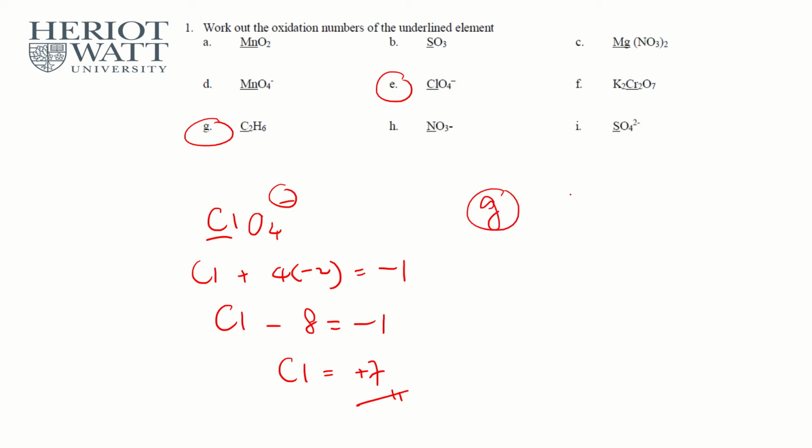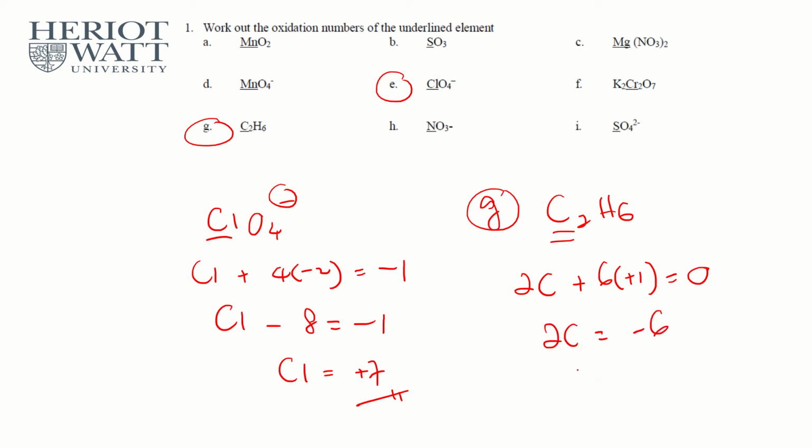So G here is C2H6. Now, again, this is a covalent molecule. So we still have to assume that one of these is negative, one of these is positive. So in this case, carbon and hydrogen, which one do you think is more electronegative? Of course, carbon. So carbon will carry a negative charge. Hydrogen will carry a positive charge, right? So I have two carbons unknown plus 6 hydrogens. Hydrogen is assumed to be positive because it's less electronegative. So +1, that's the common charge of hydrogen. Overall, of course, is 0. So 2 carbon equals -6. So carbon equals -3. So that's the charge of carbon for G.